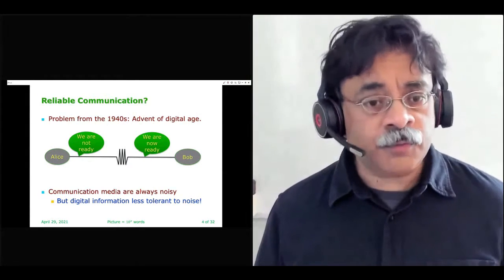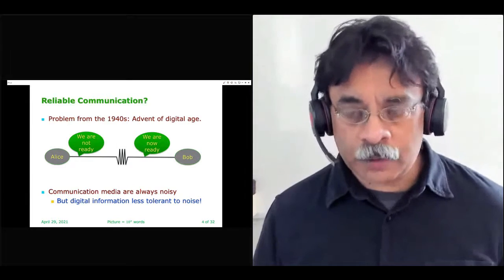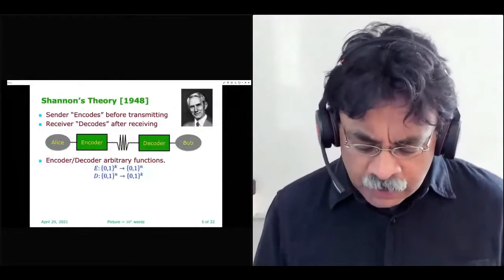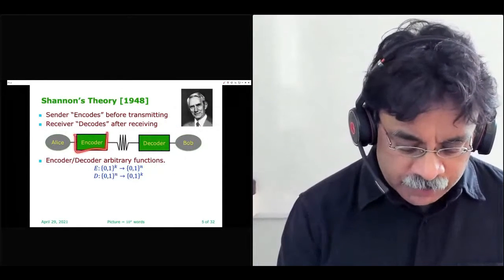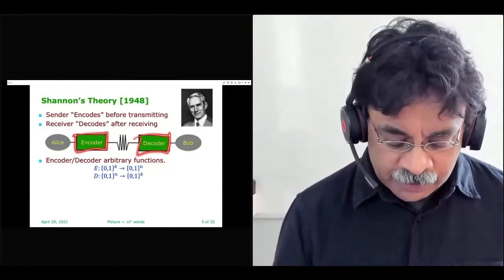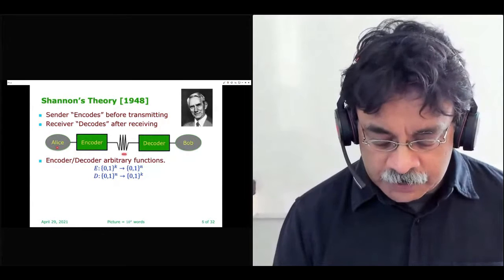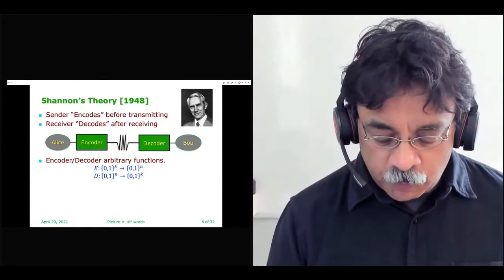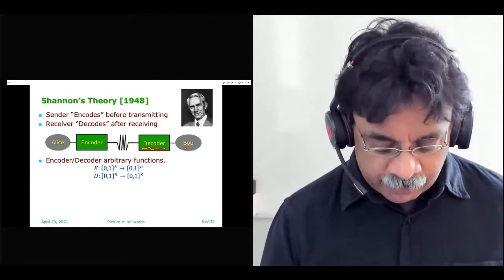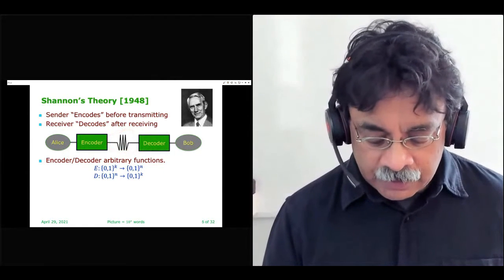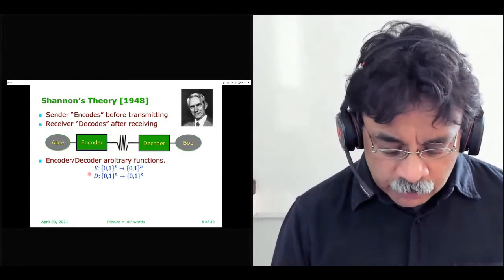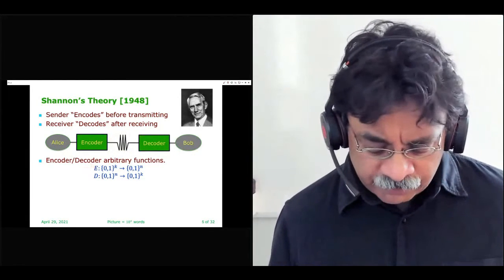The nice thing is we know how to deal with it. Why do we know how to deal with it? Because of the seminal work of Shannon, who just put in these little two boxes in the communication channel. Before Alice sends the message, puts the message out on the channel, she encodes it. Before Bob actually tries to figure out what Alice was sending, he decodes whatever he gets out of the channel. Encoder and decoder in Shannon's architecture were just arbitrary functions.